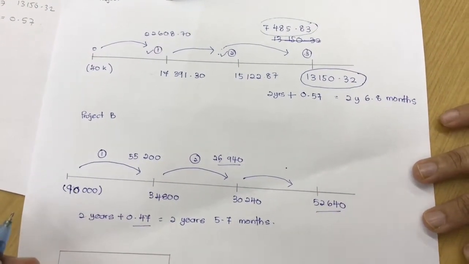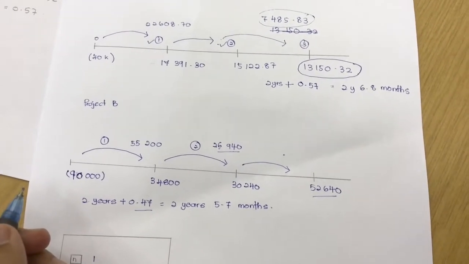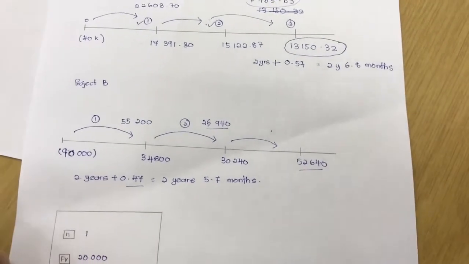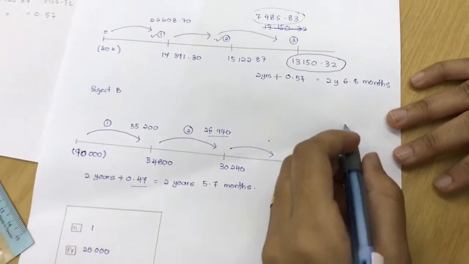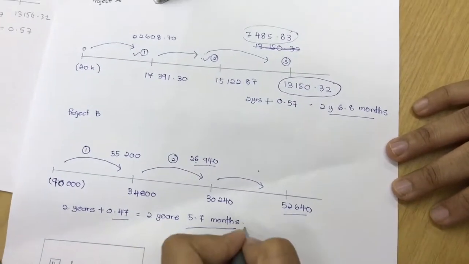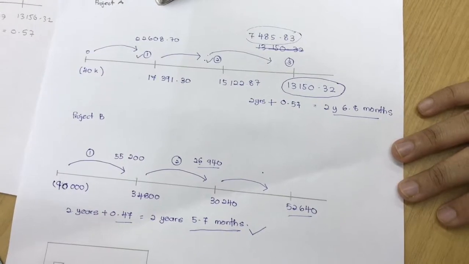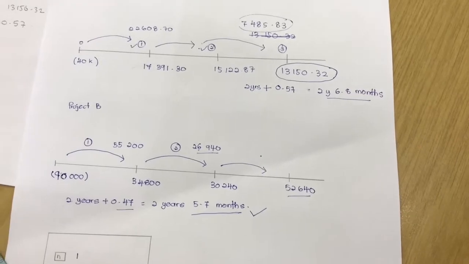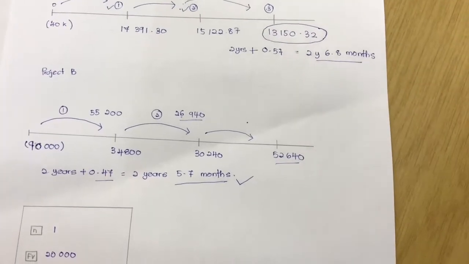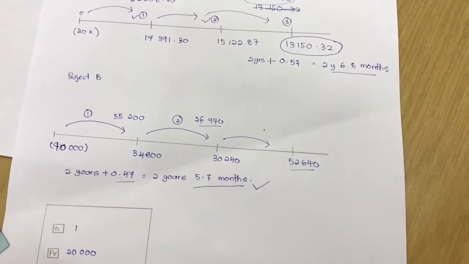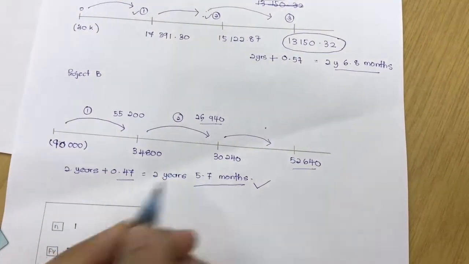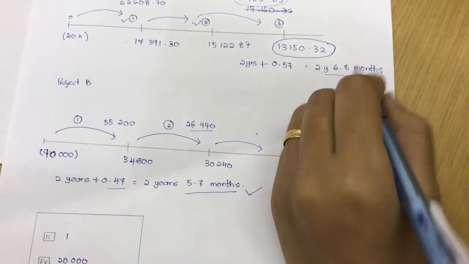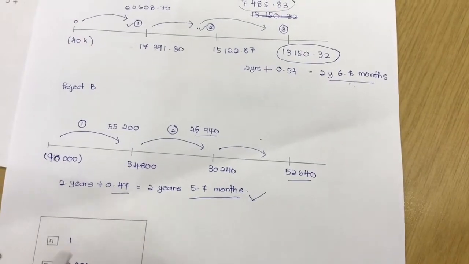So the total period needed by project B to recover the investment is 2 years and 5.7 months. As we compare project A and project B, we choose project B because it is within the maximum acceptable discounted payback period, which is 2 years and 6 months. That is for independent projects. For mutually exclusive projects, we also choose project B because project A has exceeded the maximum period for the discounted payback period.